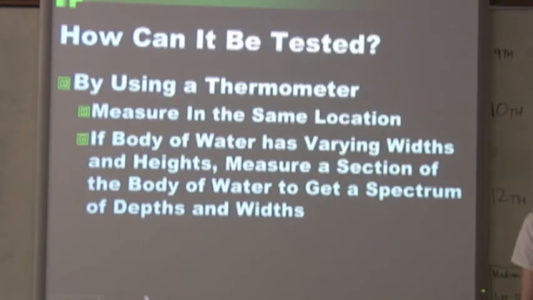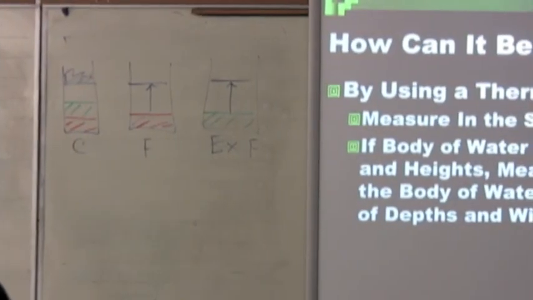How can it be tested? Just by using a thermometer, but you usually want to measure it in the same location every time to get an accurate test. And if it's a river that's very large with varying depths and varying widths, you want to take a section of that and measure different locations to get a scale of that.